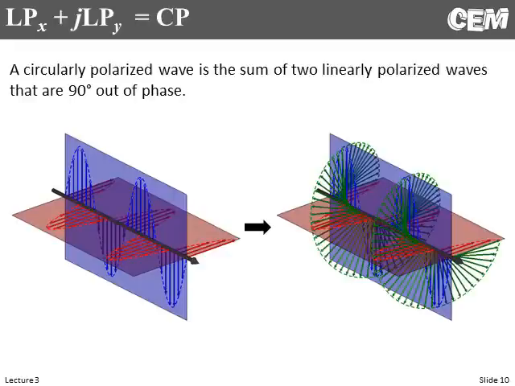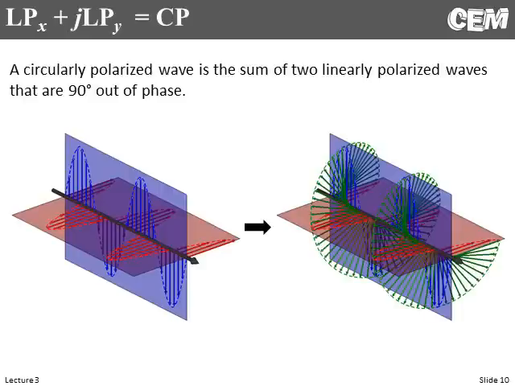If I take those two same linear polarizations, but I give them a 90-degree phase shift by multiplying by J, now we get circular polarization. So I could actually make an argument that there is no such thing as circularly polarized waves. All there is just two linears that are 90 degrees out of phase. And in my opinion, that's actually the better way to think about it, that there is no such thing as circular. There's only two linear polarizations 90 degrees out of phase.